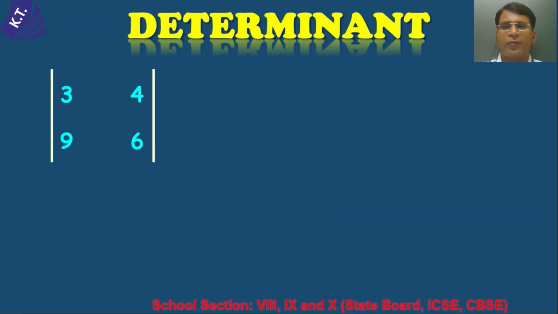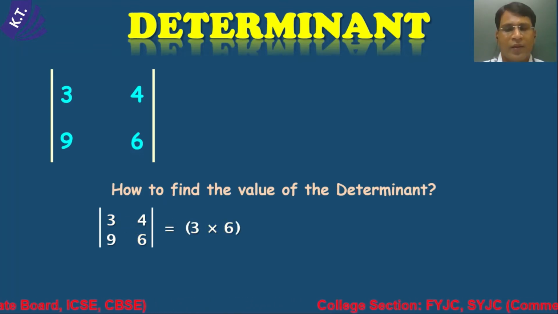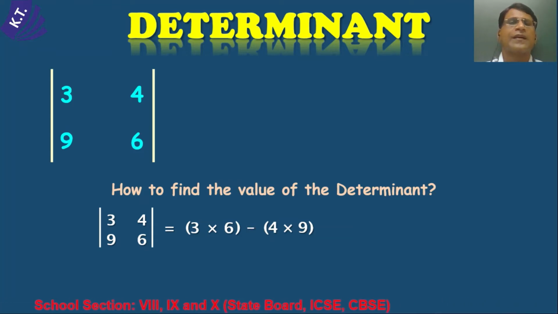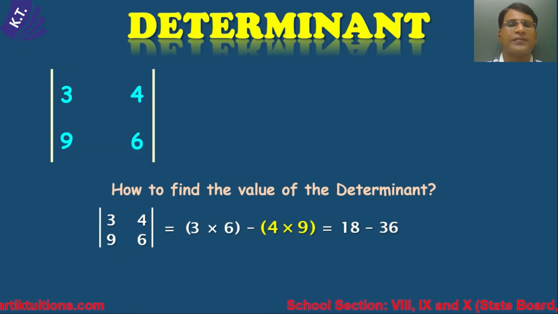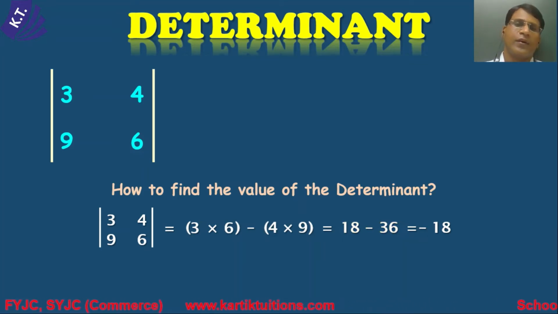Whenever we have to find the determinant value, we just have to remember chokri. Chokri is nothing else but cross multiplication. Now, how to do this? I will multiply 3 with 6 and put it in one bracket. The next term, I'll multiply 4 into 9. Between both the brackets, there will always be a minus sign. Now, 6 3s are 18, whereas 4 into 9 is 36. So it becomes 18 minus 36. Now, 18 minus 36 gives us minus 18. So minus 18 is the determinant value of this given determinant.